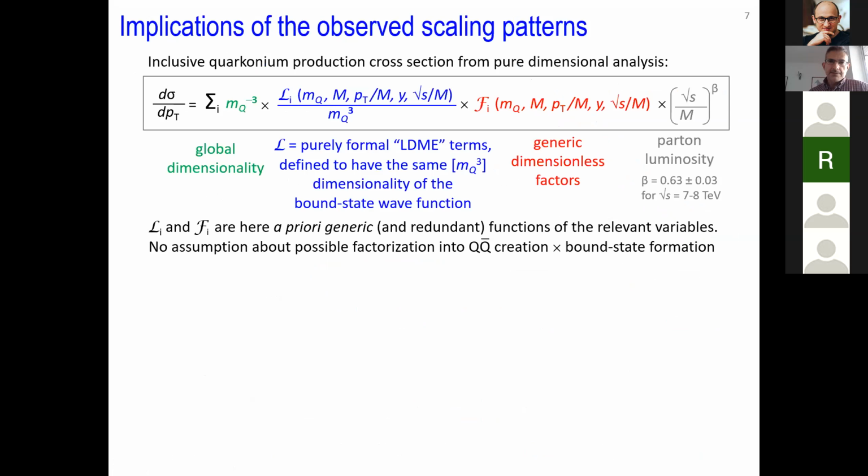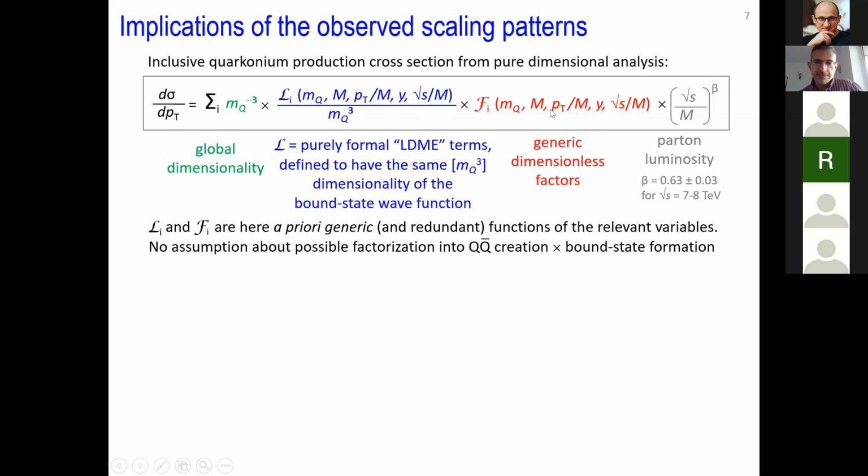And let's now have a look at what all these scalings that we have observed imply. But before this, let's start from a completely general parameterization in which we arrange things in a way that will be convenient afterwards. But for now, this parameterization is fully generic and even redundant. So we parameterize the quarkonium production cross-section as a sum of several terms. Each term has an L and an F function.